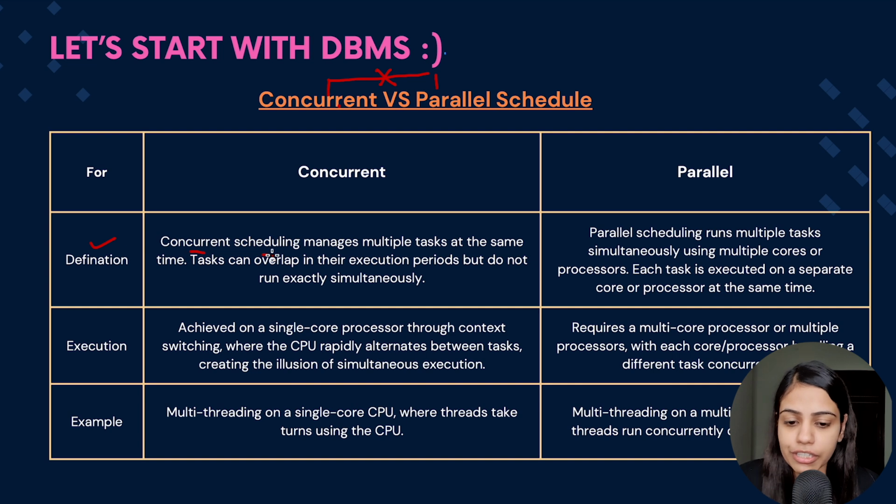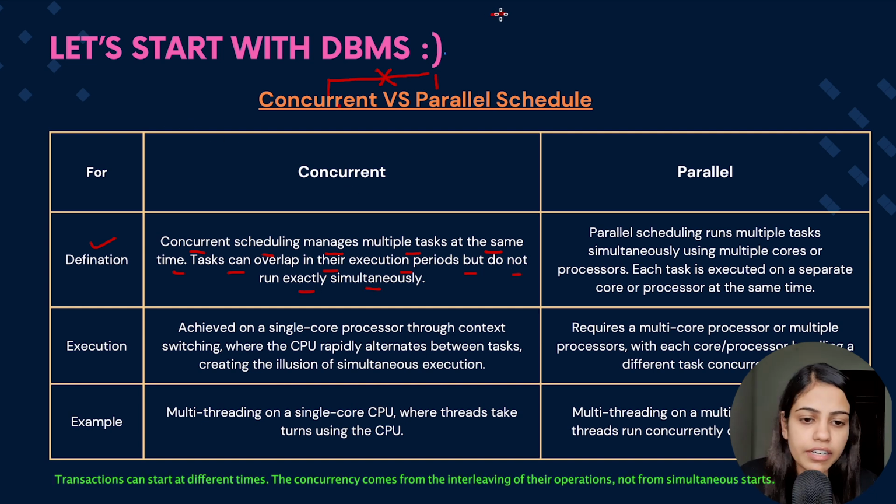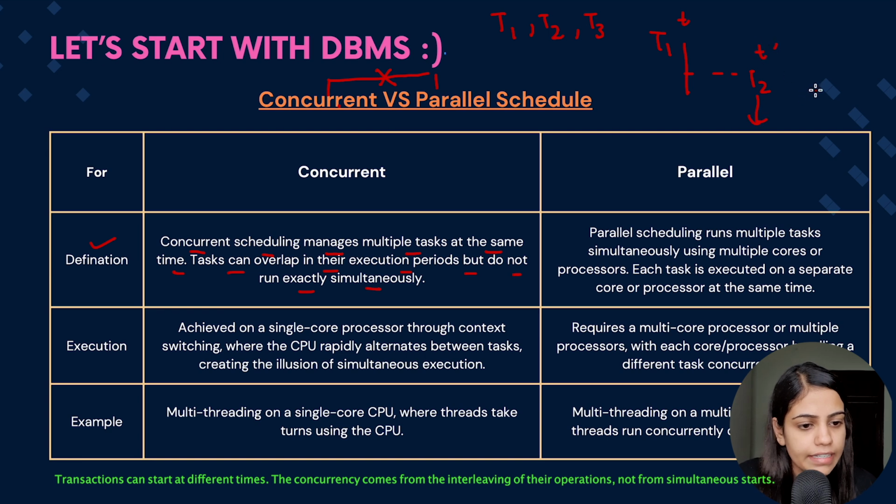Concurrent scheduling manages multiple tasks at the same time. Tasks can overlap in their execution period but do not run exactly simultaneously. Consider three transactions T1, T2 and T3. T1 can start at any instant T, T2 can start at any instant T dash, and T3 can start at any instant T double dash. So their executions may overlap, but not all three transactions start at the same time.